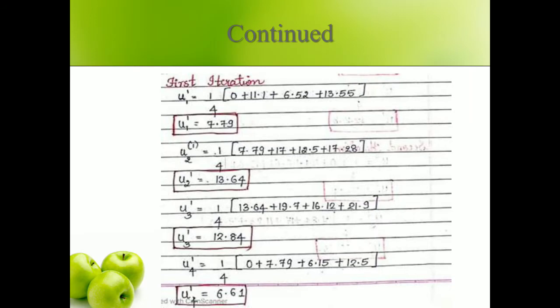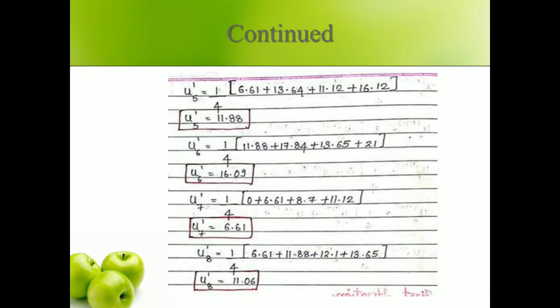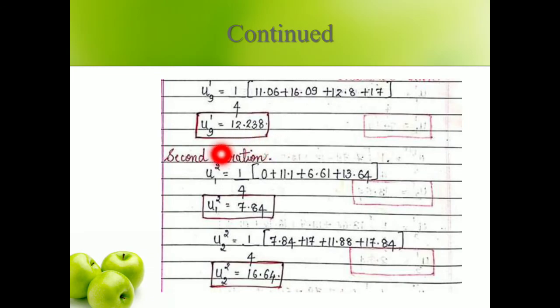So for the first iteration you have got u1 dash is equal to 7.79, u2 dash is equal to 13.64, u3 dash is equal to 12.84, u4 dash is equal to 6.61. Next, u5 dash is equal to 11.88, u6 dash is equal to 16.09, u7 dash is equal to 6.61, u8 dash is equal to 11.06. Then the u9 value will be equal to 12.23.